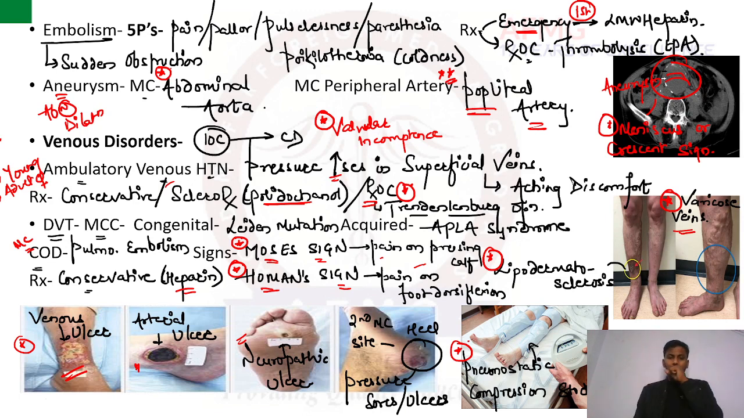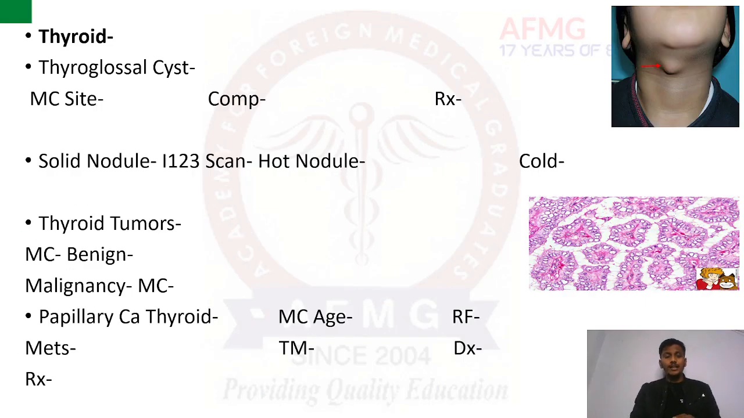And the last one that we have, guys, is pressure sores, or pressure ulcers. Please remember, for pressure ulcers the most common site we discussed was the sacrum, but the second most common site is the heel. And it can present like this also. I hope with this I have completed vascular surgery.